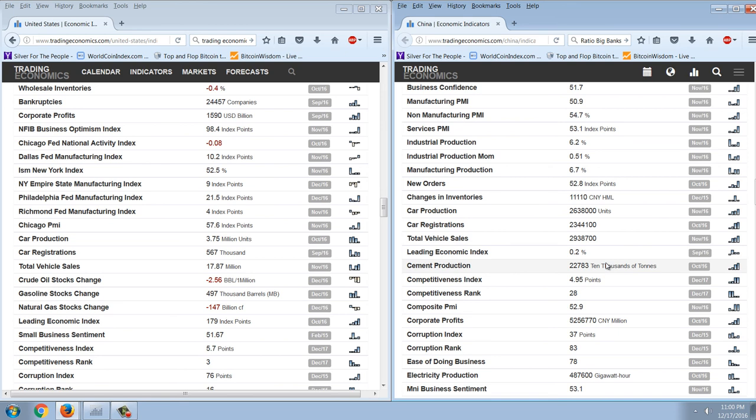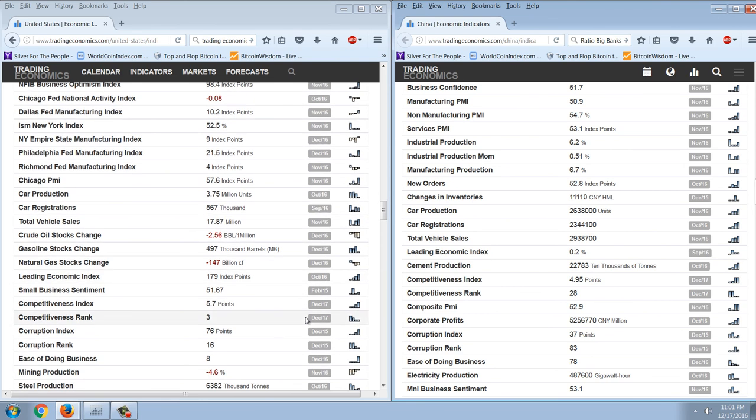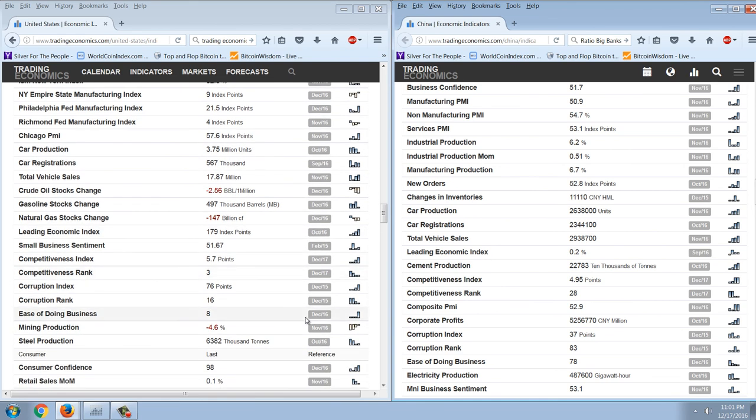So is that a positive or negative? In my mind, that's a positive. That's a huge area for growth for China, and I expect those numbers to rise. You can see a hint at it with the car registrations being five times what they are in the U.S.